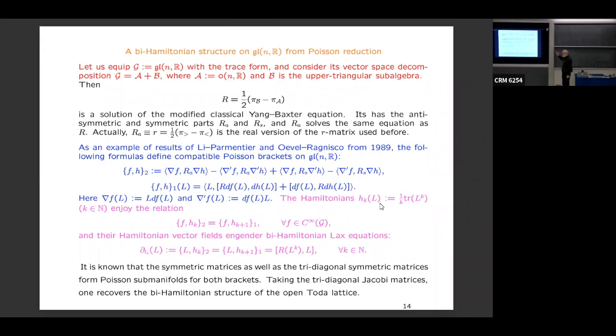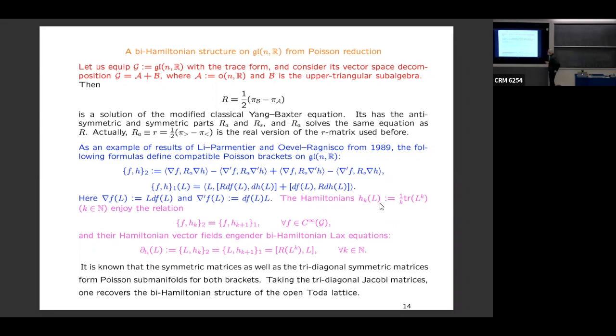So the Toda part. This is another application of the same idea. So let's just consider GL(n,R). And this will be our phase space for this generalized Toda. I don't know how to call it. So let's take the R matrix, which is different from this other constant R matrix, which is the difference of two projections. This A is the orthogonal algebra, skew symmetric matrices, and B is upper triangular, this kind of Borel type subalgebra, upper triangular subalgebra with arbitrary diagonal elements. And then we have this R matrix.